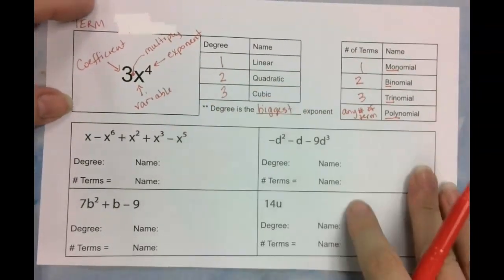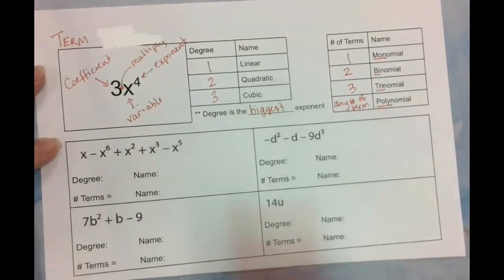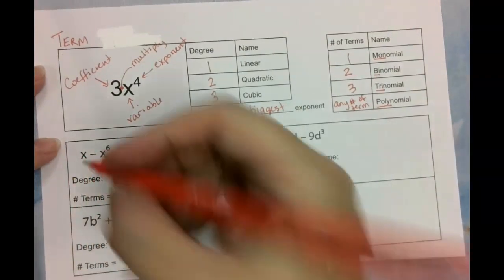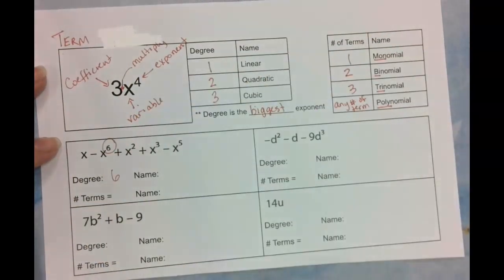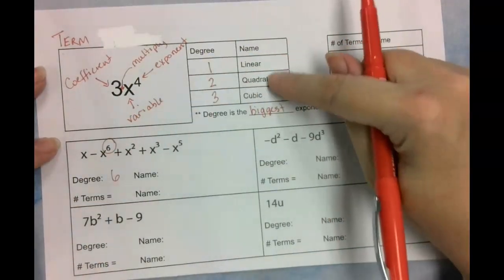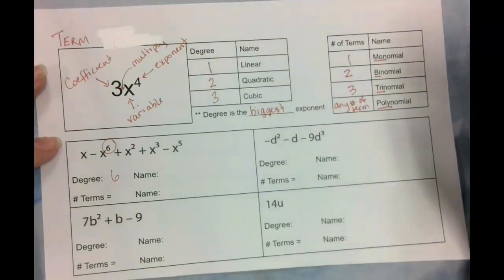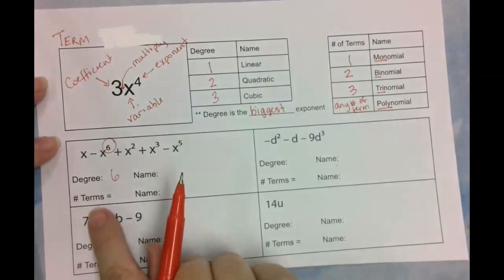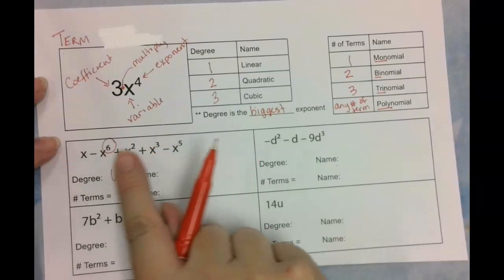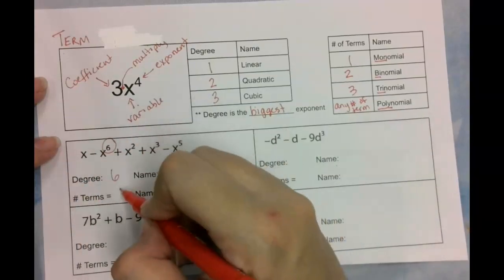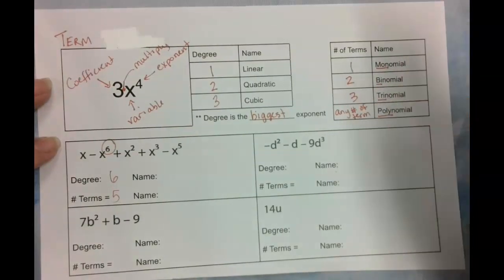So let's use these words to answer a couple here. So this one, to find the degree, it's the biggest exponent. So I look through here for my biggest exponent. It's this one. So the degree of this one is 6. So on my degrees, it's not any of these special names. This one doesn't have a special name. The number of terms, well, there's 1, 2, 3, 4, 5. I'm counting the things between the pluses or minus. There's 5. And again, that one doesn't have a special name. It's not 1, 2, or 3. So it's just a polynomial.